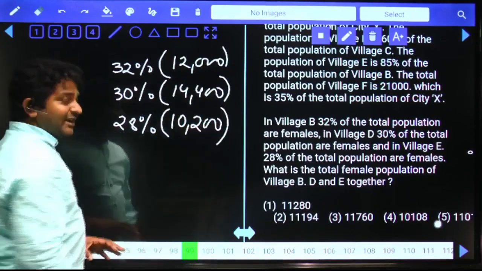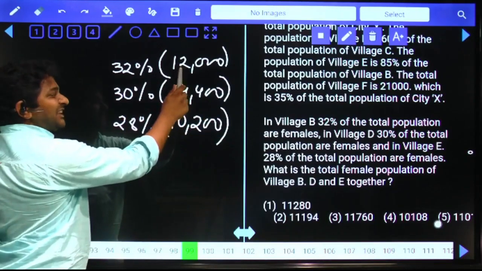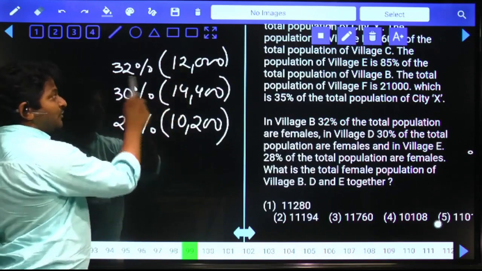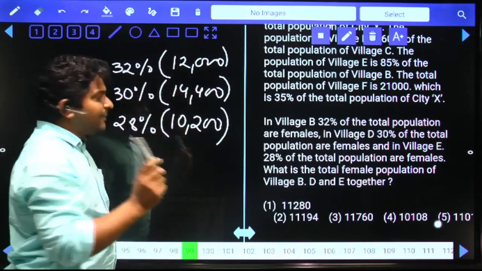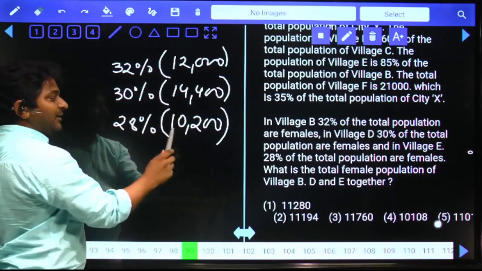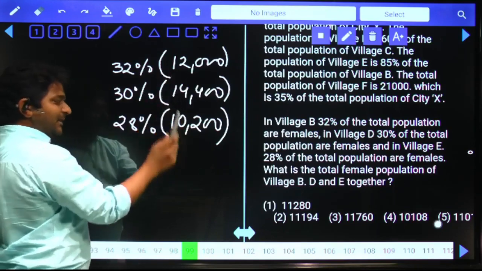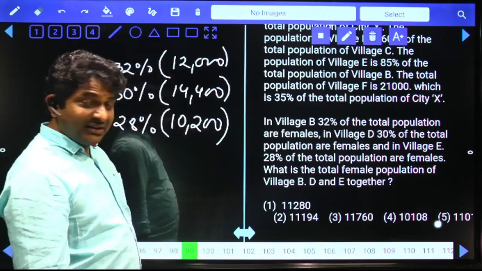Before going to exact simplification, let me do one thing. 12 is 3 multiple. So 32% also will be 3 multiple. 30% also 3 multiple, because 30 is 3 multiple. 10,200 is also 3 multiple. So 3 multiple plus 3 multiple plus 3 multiple should be answer 3 multiple.